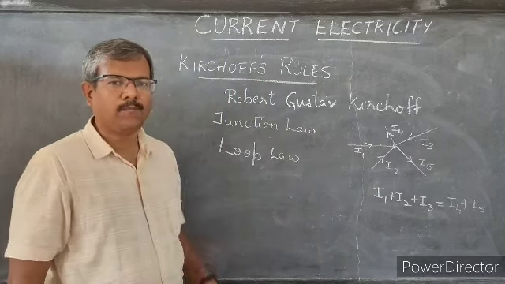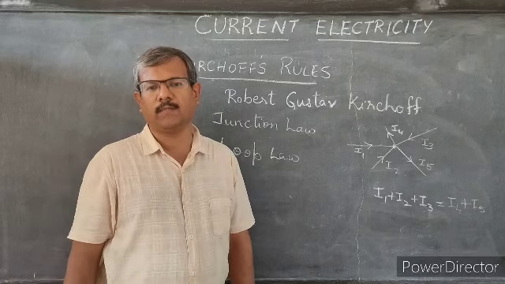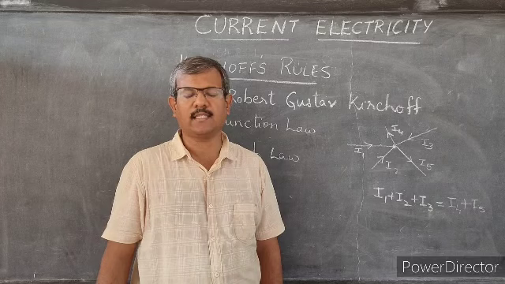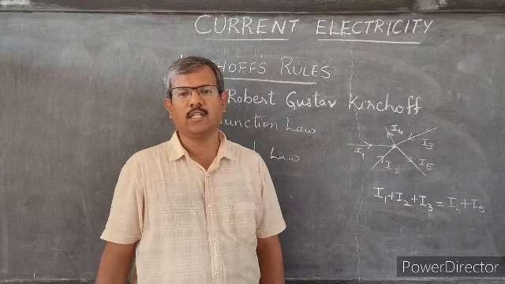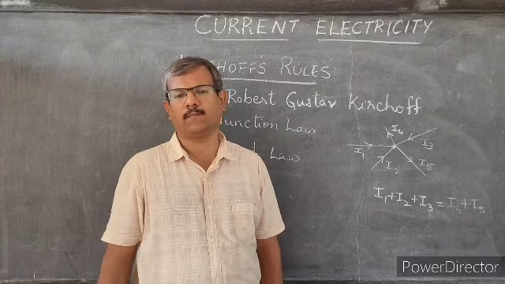Next, the loop law. So the loop law applies to the total potential in a closed circuit. What it states is that the algebraic sum of the change in potential across a circuit through its resistors and cells is always equal to 0.